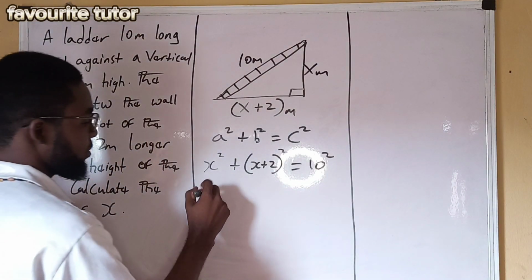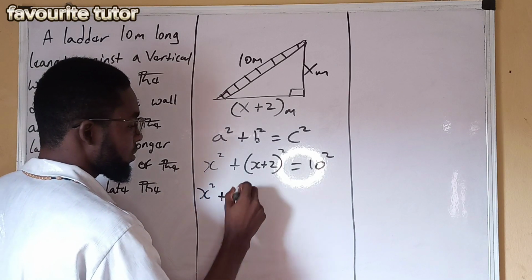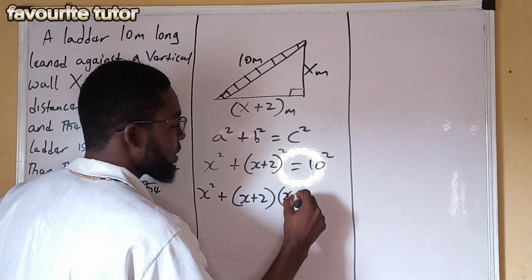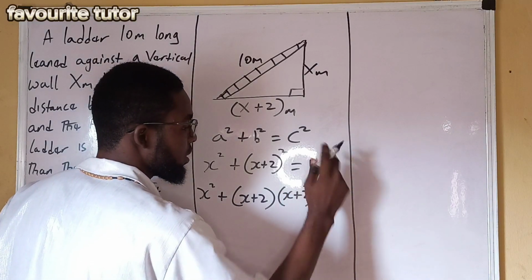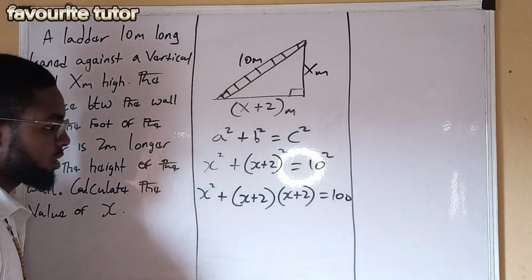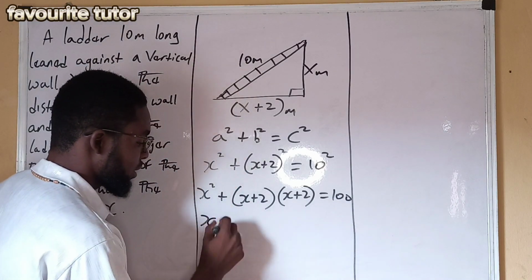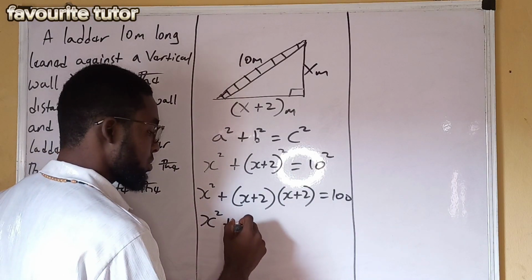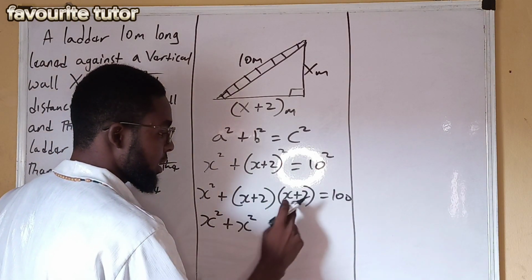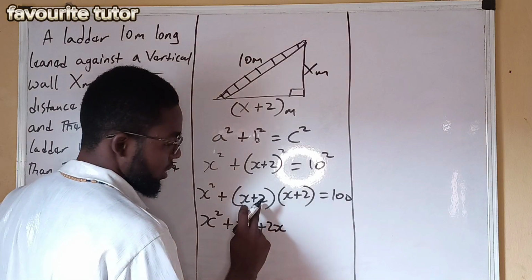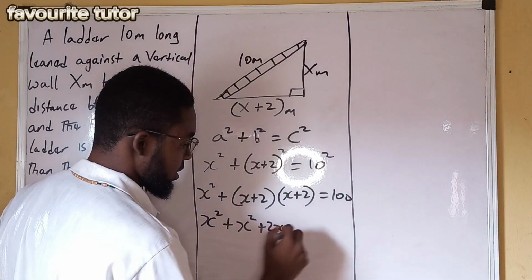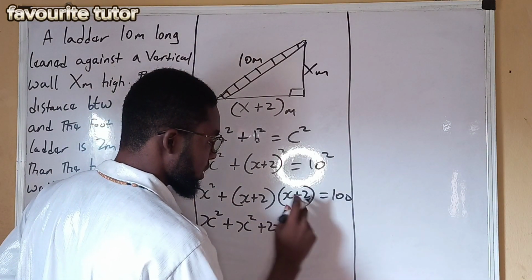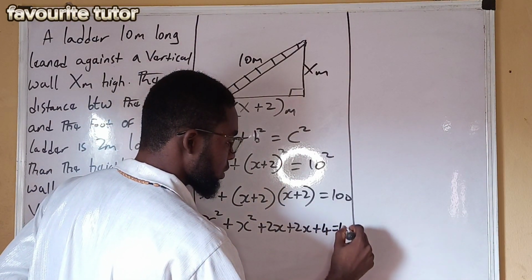Let's solve. So you have x squared plus (x plus 2) squared equals 100. I need to expand this: (x plus 2)(x plus 2). x times x is x squared. x times 2 is 2x. 2 times x is also 2x. 2 times 2 is 4. So it equals 100.